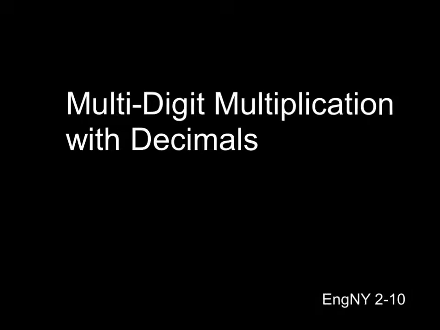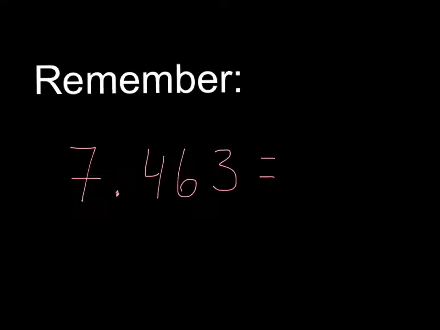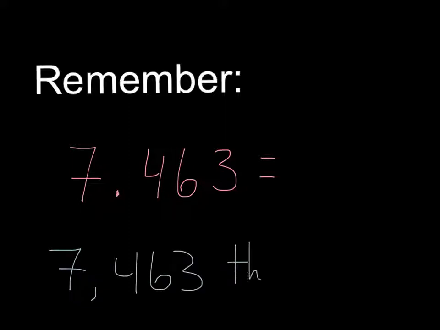This is a quick video on multiple digit multiplication with decimals. If you get too far, it's important to remember our conversions. So 7 and 463 thousandths is the same as 7,463 thousandths. Okay, and that's one of the big ideas that they try to get across throughout this entire lesson.